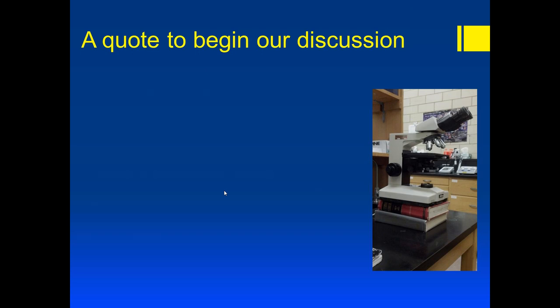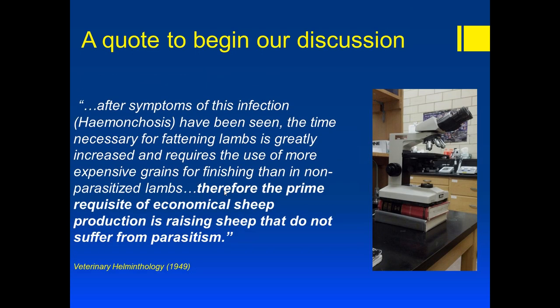I wanted to read that quote to you because it drives everything that we're going to talk about today. In 1949, Dr. Morgan and his co-authors wrote, "After symptoms of this infection of hemoncosis have been seen, the time necessary for fattening lambs is greatly increased and requires the use of more expensive grains for finishing than in non-parasitized lambs. Therefore, the prime requisite of economical sheep production is raising sheep that do not suffer from parasitism."